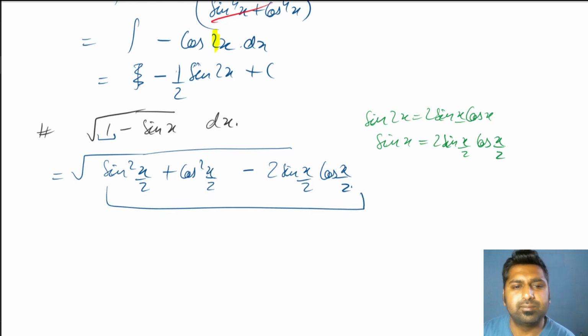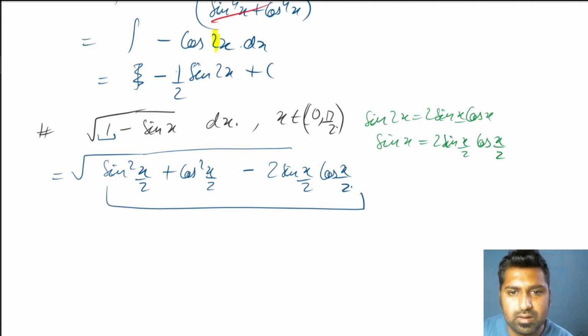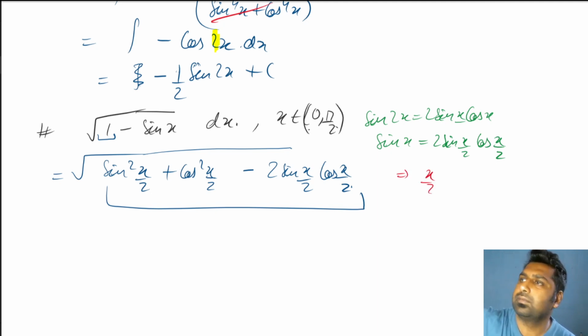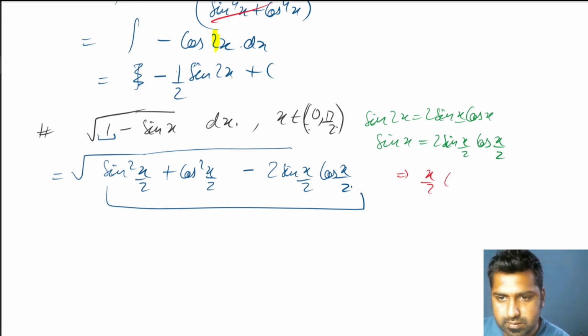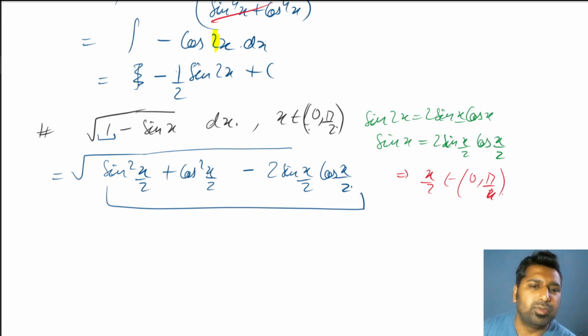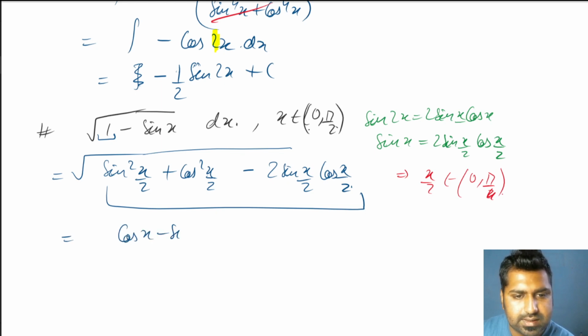What does this give me? This gives me a square plus b square plus 2ab, but the point is which one? So this time the question does mention x belongs to 0 to pi by 2. That implies x by 2 is from 0 to pi by 4, half of it. In 0 to pi by 4, which is greater, sine or cos? Cos is greater, so we'll write cos x by 2 minus sine x by 2 whole square, because we want our answer to be positive.